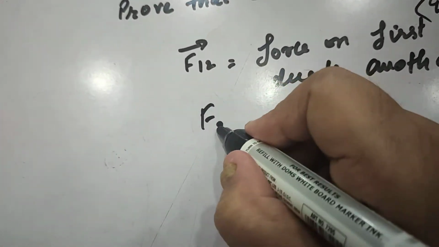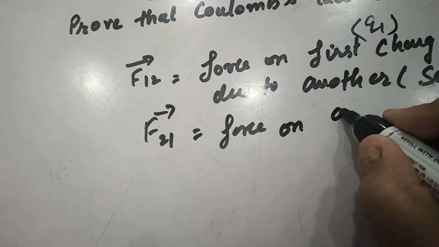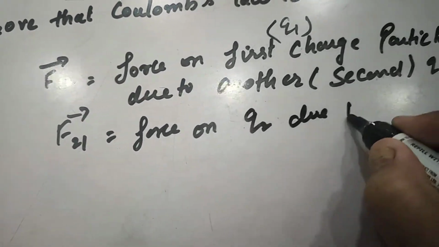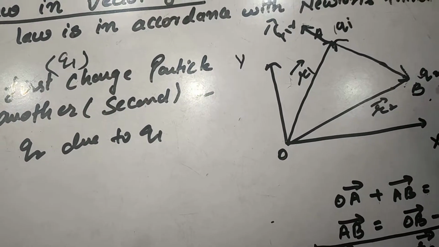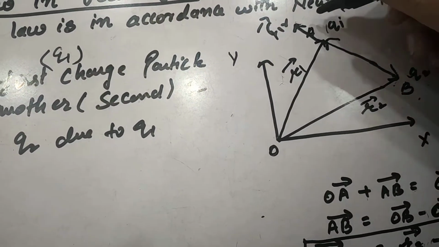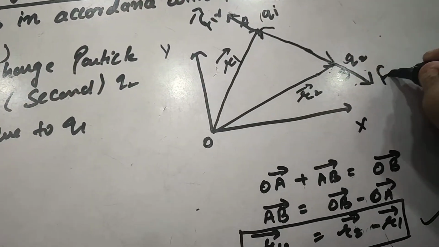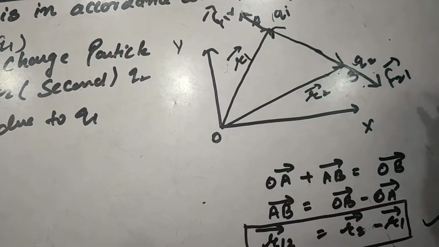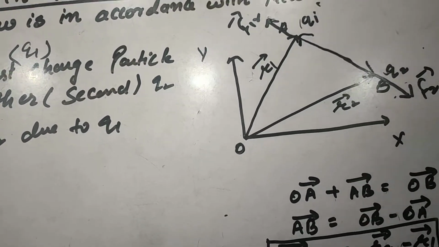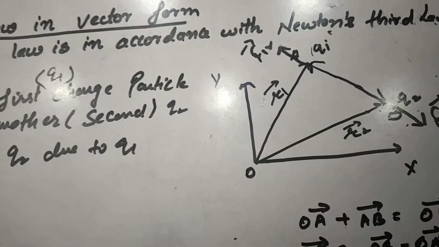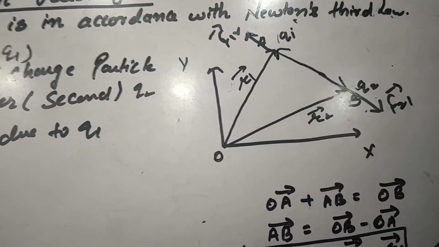Similarly, F21 is the force on Q2 due to Q1, right? So the force on Q2 due to Q1 will repel it, and the direction of force F21 will be along AB, right? Since these forces are conservative forces and central forces, they will always act along the line joining the centers of these two charges, right?